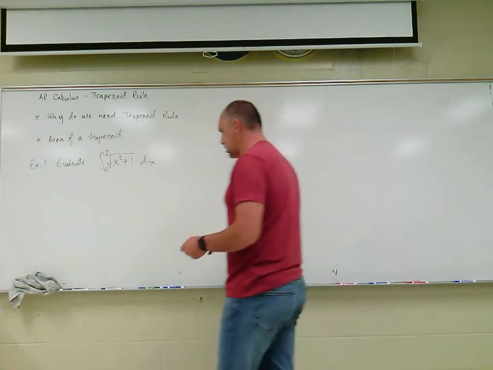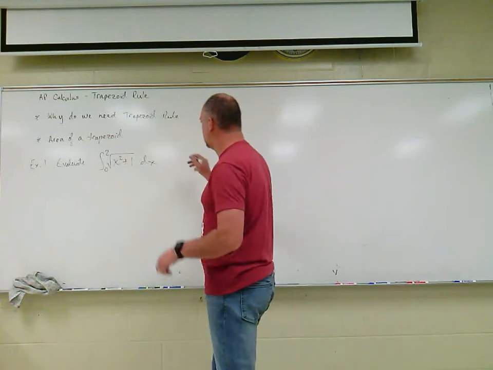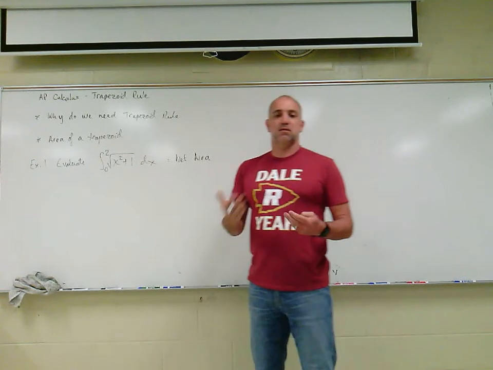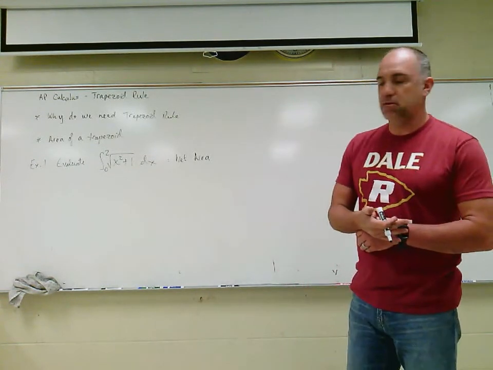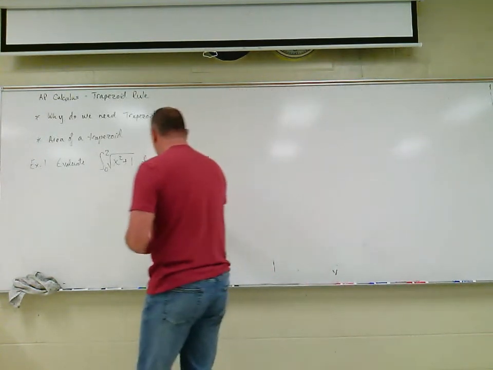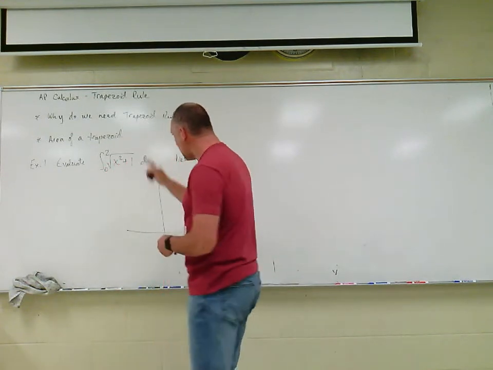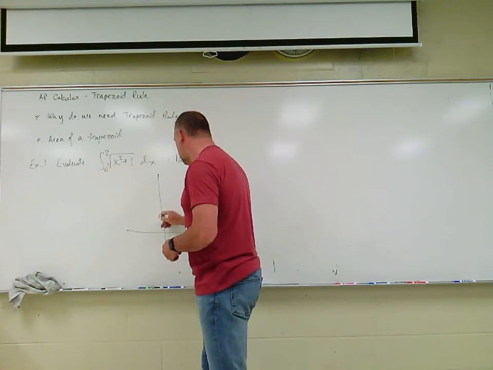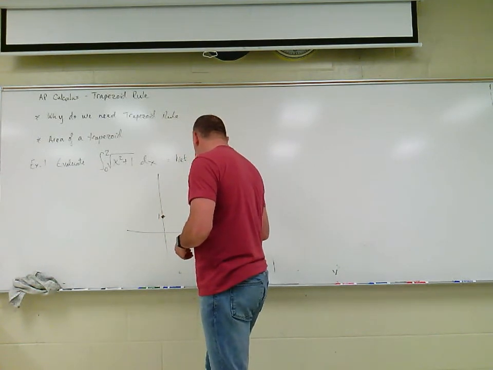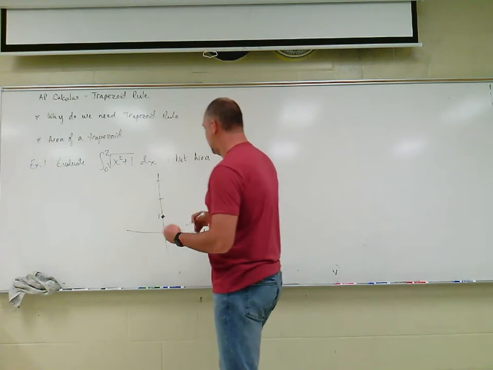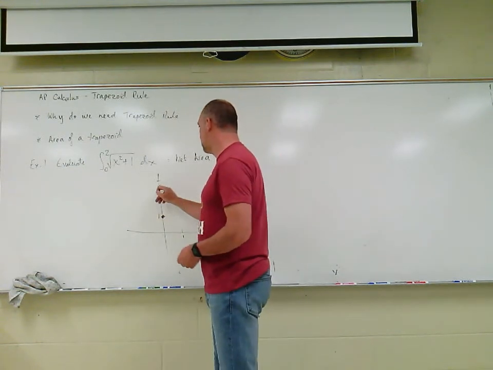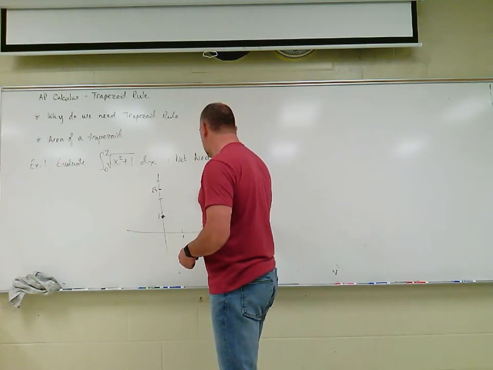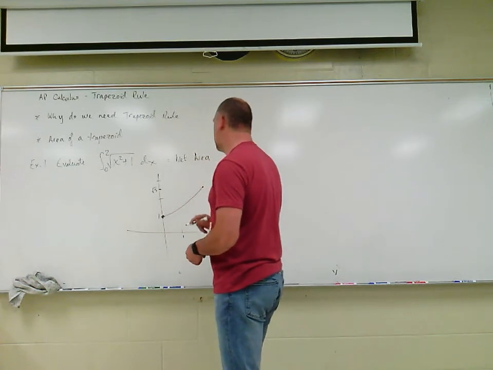Now you do understand that 0 to 2 means that we need to find net area. So we have to go back to how we found area originally. We used to use rectangles. If I look at the graph of this and plot a couple of points, if I plug in 0, it's got the output 1. And if I plug in 2, it's got the output square root of 5, which is going to be about here, a little bit bigger than 2. And so you're going to see that this graph does something like this.